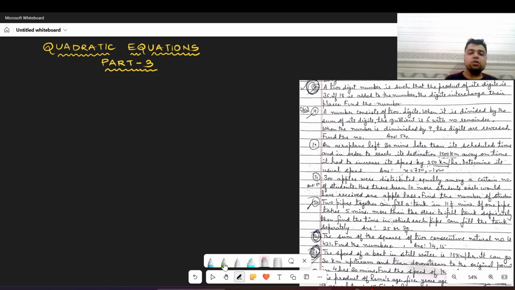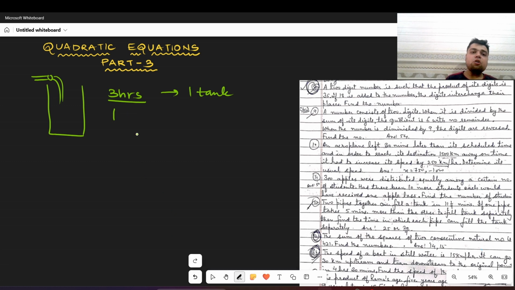Okay, before solving this question, let's say I have a tank with me and there is a pipe, and it is flowing. I'm saying that in 3 hours this pipe will fill one tank. Okay, now I'm talking about 1 hour. In 1 hour, how much of the tank will be filled? So it will be 1 by 3 of the tank. Obviously, if I take 3 parts of it, in the first hour it is filling this, in the second hour it is filling this, in the third hour it is filling that.